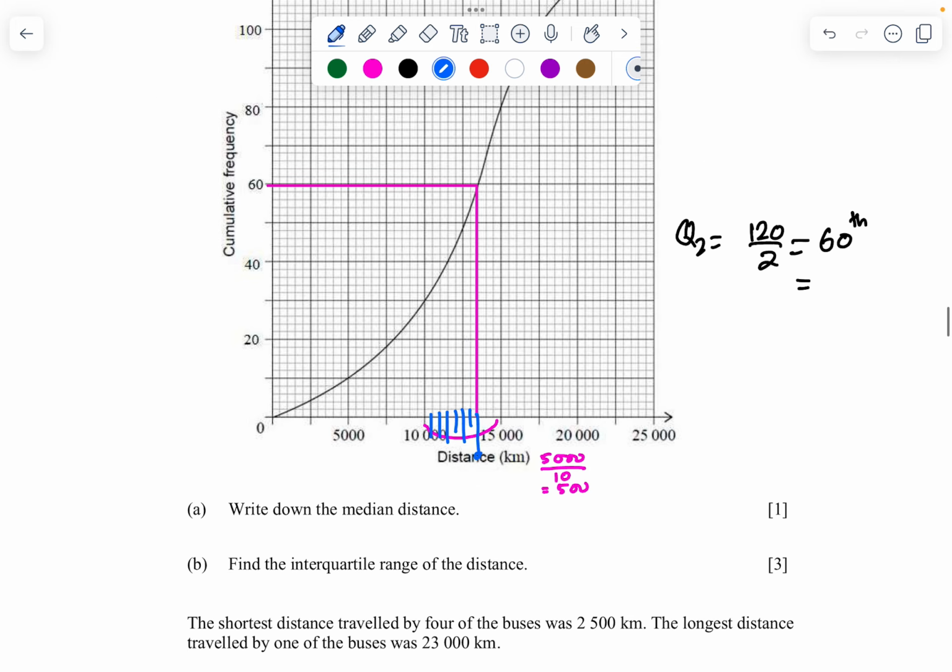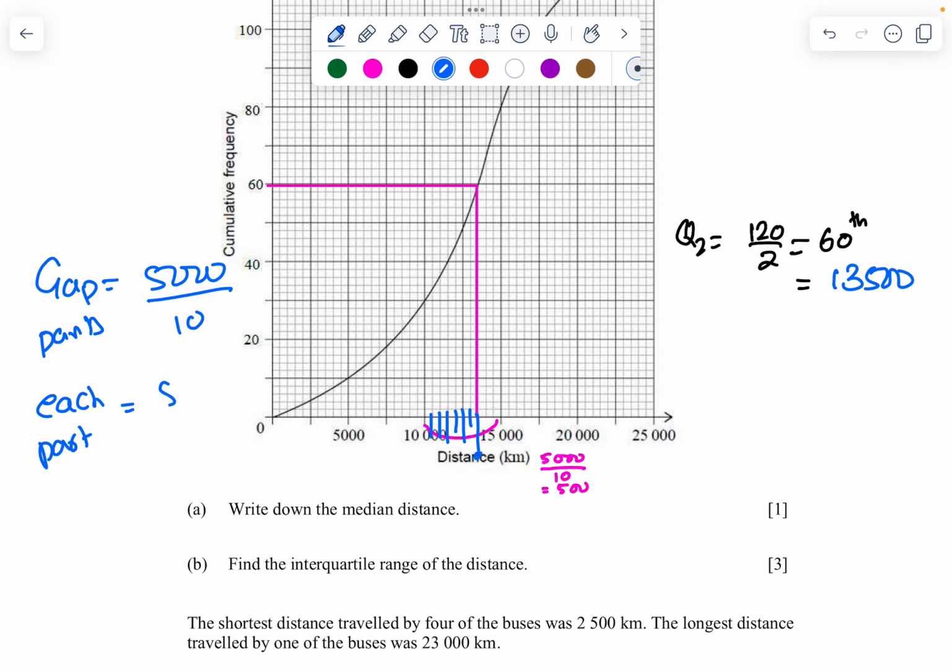So what's going to be the answer? 13,500. You can see that the gap was 5,000. And how many parts is it? That gap is divided into 10 parts. So each part is going to be nothing but what? Each part is 500. That is Q2.